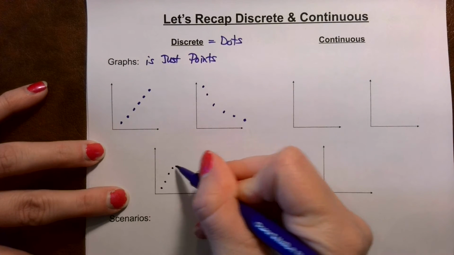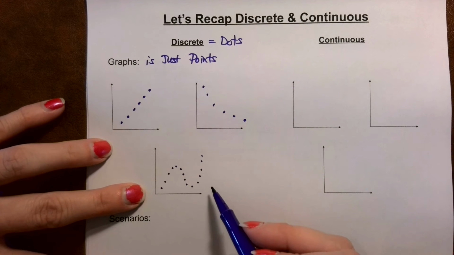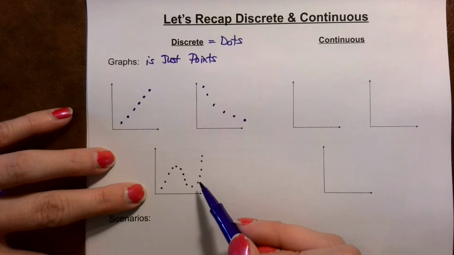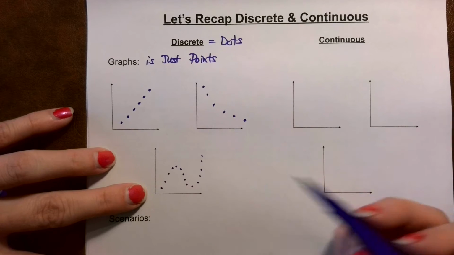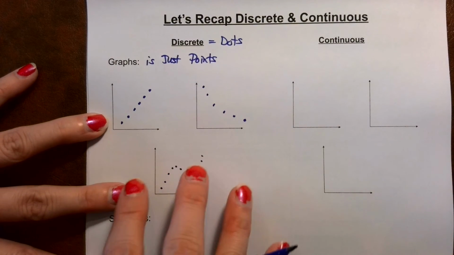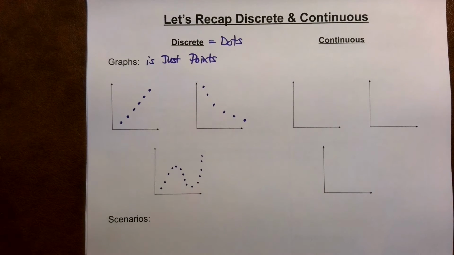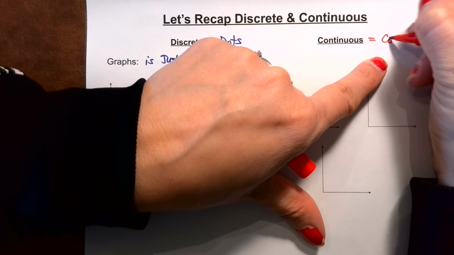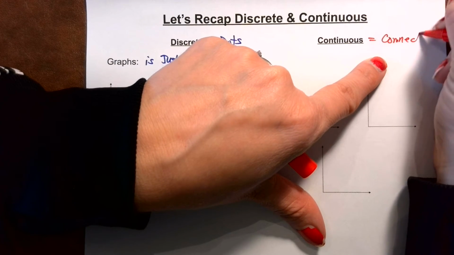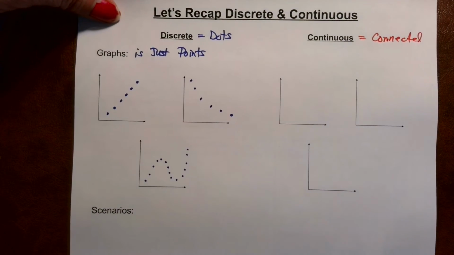Your graph could even go like this. This is weird. This is not linear. This is not exponential. But it is discrete. When I say discrete, you're just looking at how the graph is, if it's dots or if it's connected. When I say continuous, continuous means the graph is connected. The points are connected when you draw the graph.